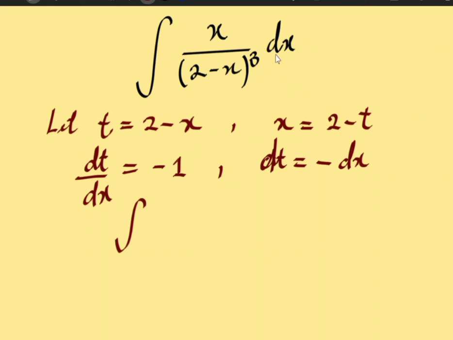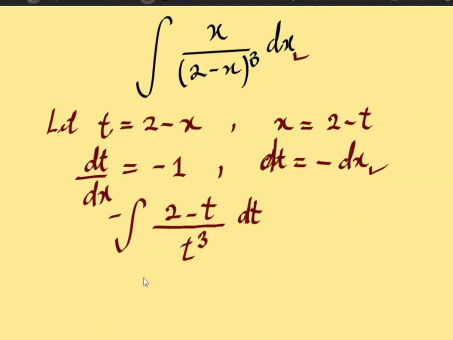Don't forget our x is now 2 minus t, so put 2 minus t at the numerator. Then our denominator is now ordinary t, but don't forget it's raised to the power of 3. Our dx now becomes negative dt. If we switch over our negative sign, we can place the negative sign outside the integral and put ordinary dt. So that is what we have.